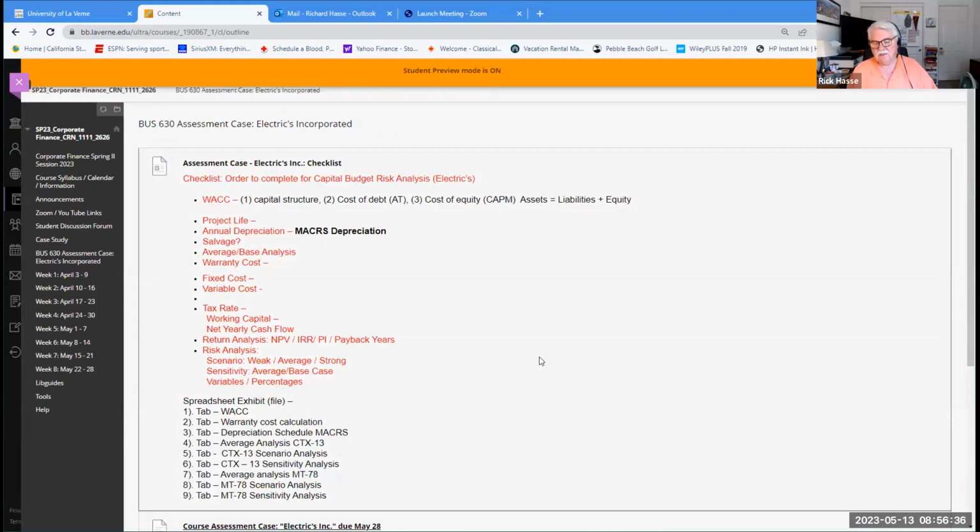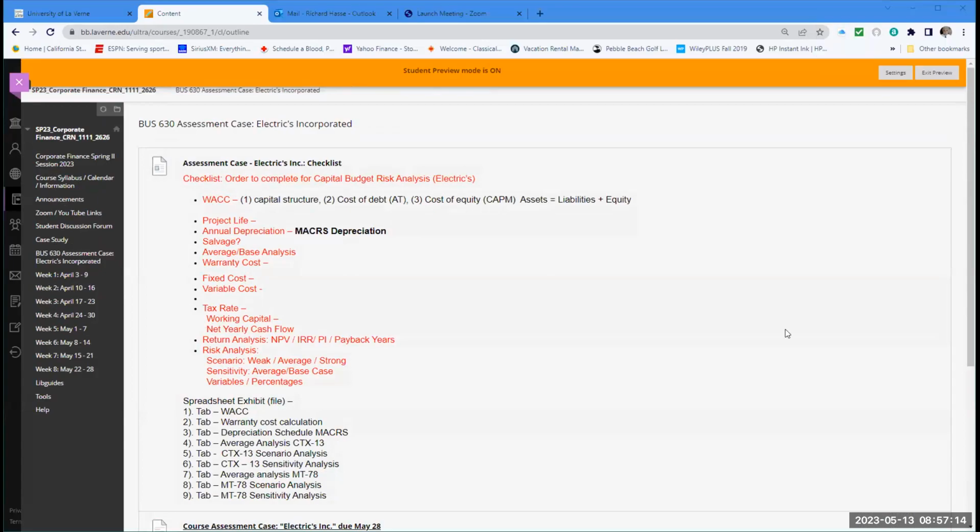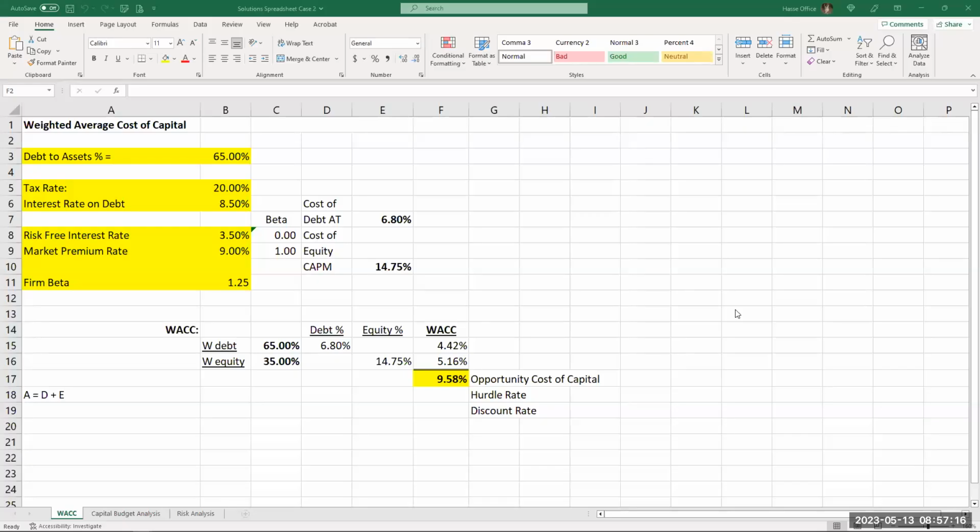So let's take one last look at case number 2. Excuse my voice today, I've got a frog in my throat for some reason. But case number 2, again, was a practice of the capital budget analysis, of the steps to determine the cost of capital and the return on investment into an asset. And also, it's a prelude to the template for the analysis you'll be using in the electrics case.